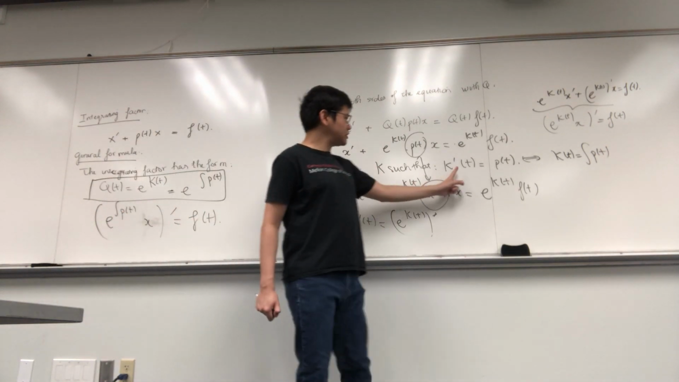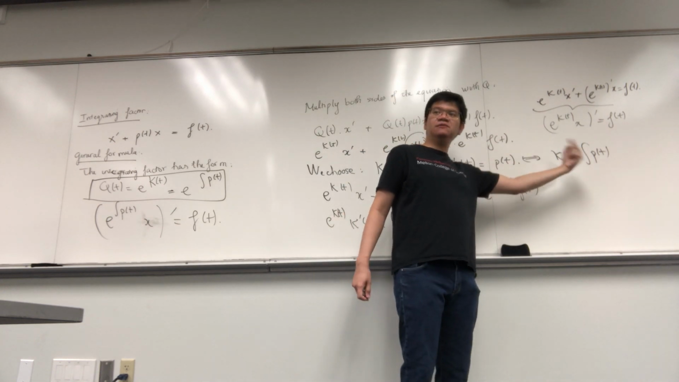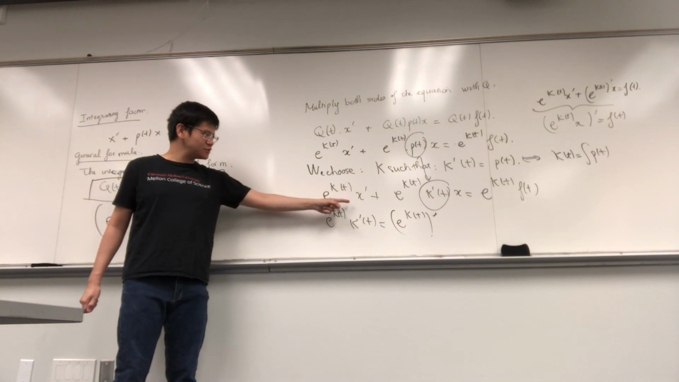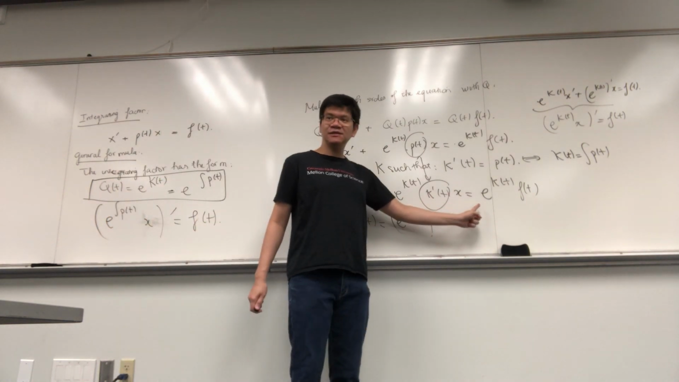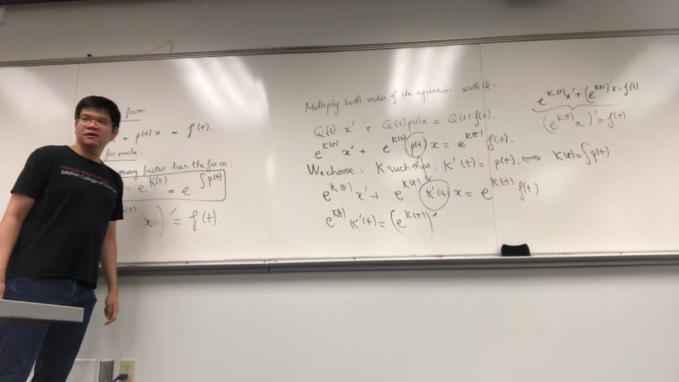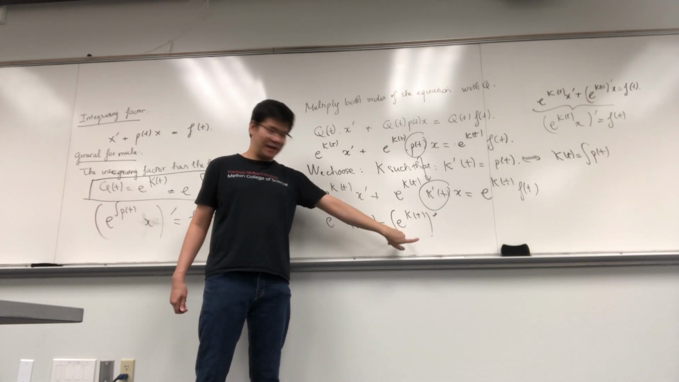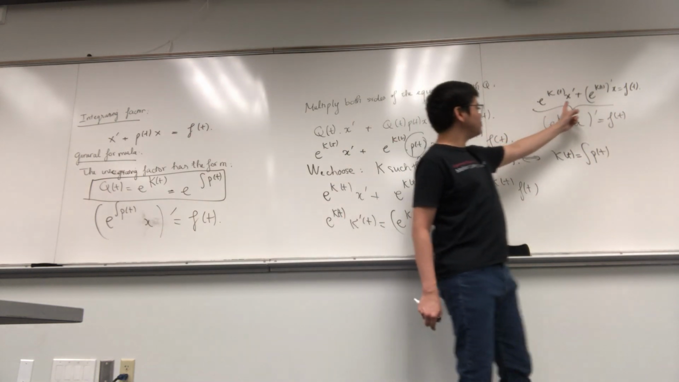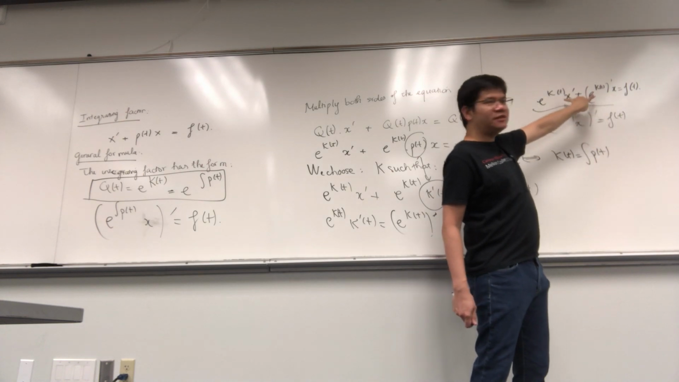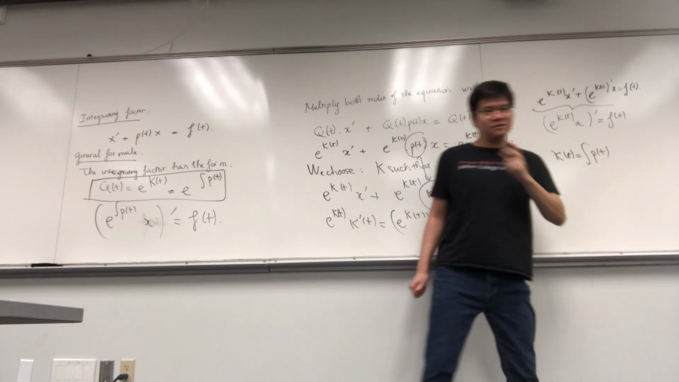You're gonna choose k such that k prime is equal to p(t), which means that k(t) is nothing but the antiderivative of p. And here you're gonna have e^k(t) x prime plus e^k(t) k prime x. The sum is equal to e^k(t) f(t). All right? Now this product e^k(t) k prime is (e^k(t)) prime. I can write it this way, and I replace that by e^k(t) x prime plus (e^k(t)) prime x is equal to f(t). But this is the product rule, right? So you're going to have (e^k(t) x) prime is equal to f(t).